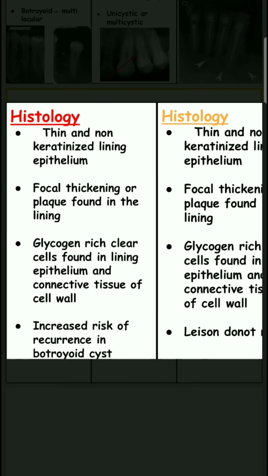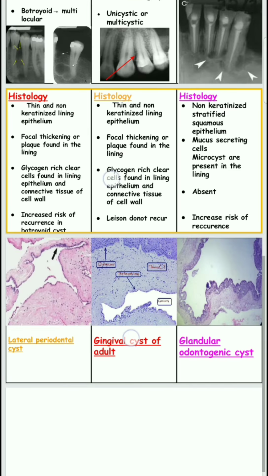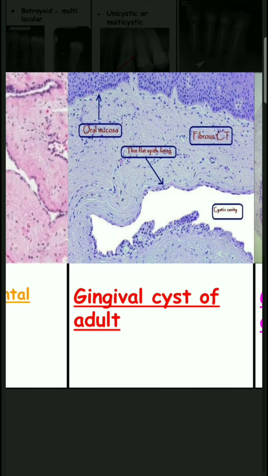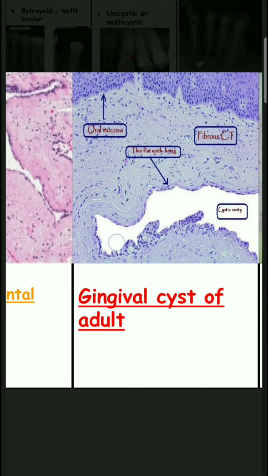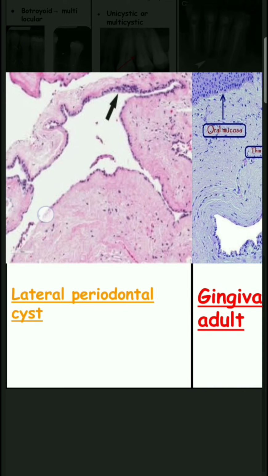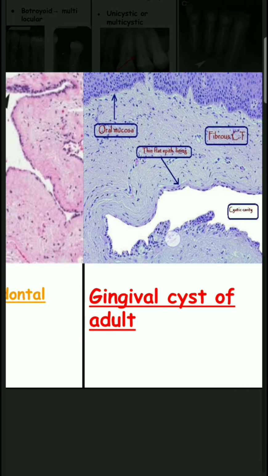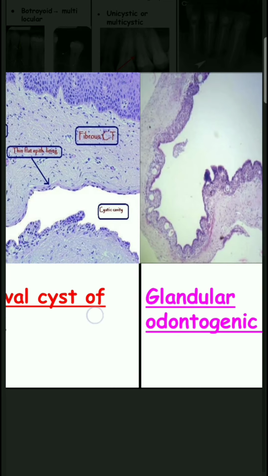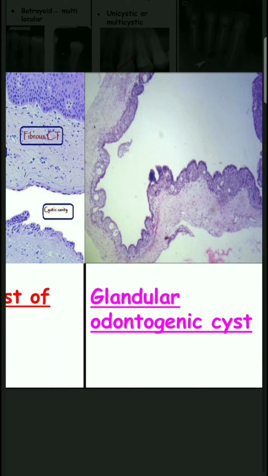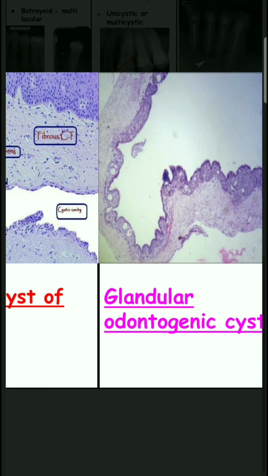Focal thickening or plaque is found in the lining. What is focal thickening? Focal thickening is nothing but the lining epithelium showing several thickenings. It is seen in the lateral periodontal cyst and also in the gingival cyst of adult, but not seen in the glandular odontogenic cyst. Instead, it contains mucus secreting cells and microcysts, which replace that focal thickening.